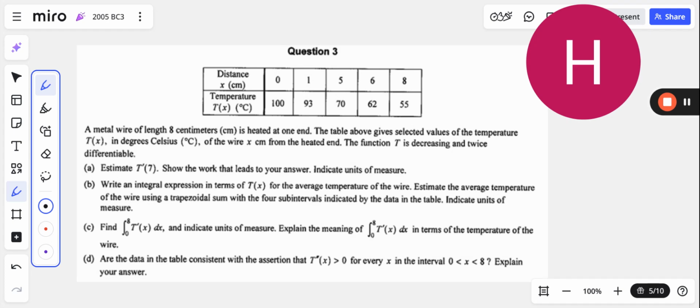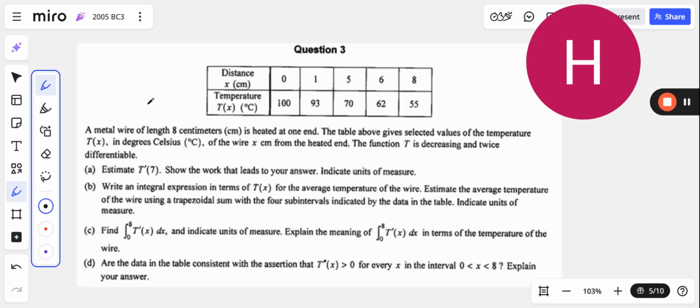Okay, let's go. Looking at this table, we see the temperature. The temperature's fluctuating. It's going down. So I'm tempted to think it's over time, but then I see this says distance. So I'm like, what do you mean distance? Let's read the question. A metal wire of length 8 centimeters is heated on one end. Okay? Only on one side of the wire. The table above gives selected values of the temperature, T, of the wire, x centimeters from the heated end.